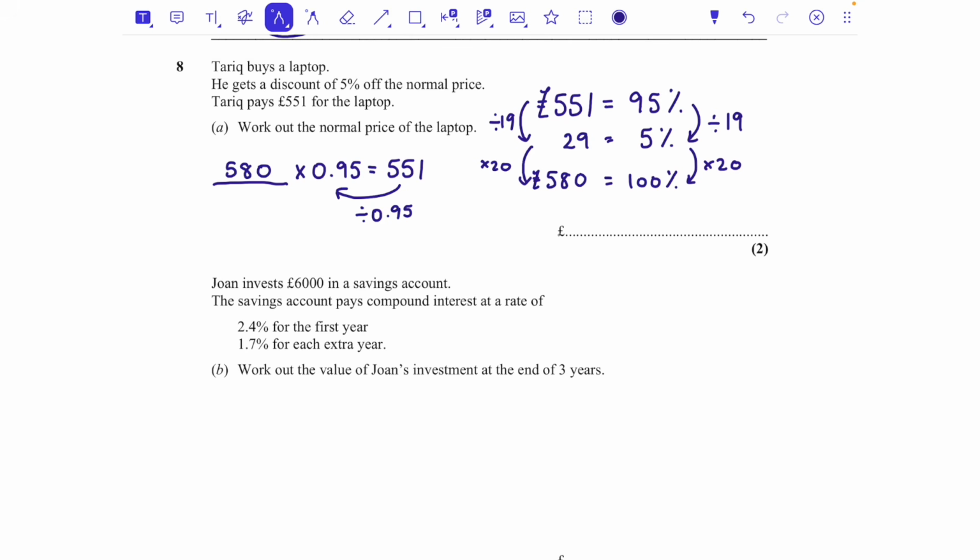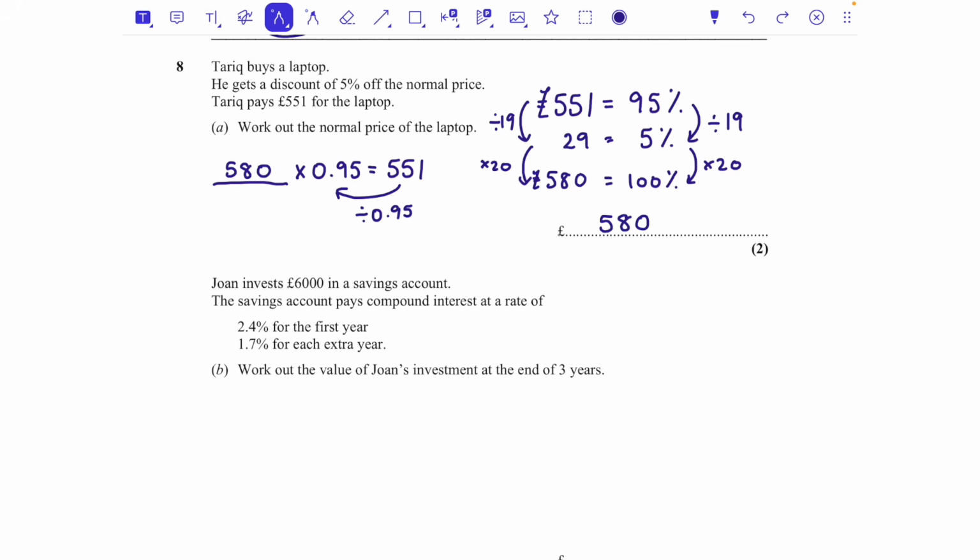I typed it in the calculator even though I already had the answer, but there we go. £580 would be your answer. That is the normal price of the laptop. Remember, 5% of 580 is not the same as 5% of 551. So you can't find 5% of this and add it on. It won't be the same answer.